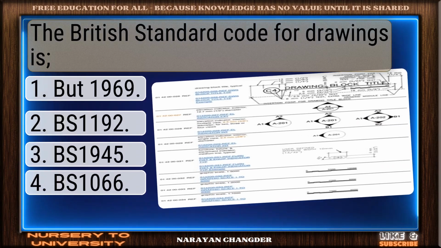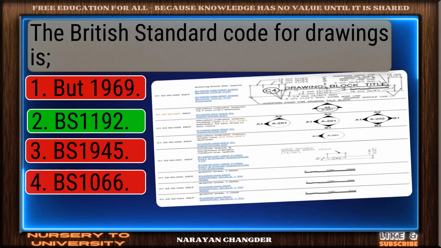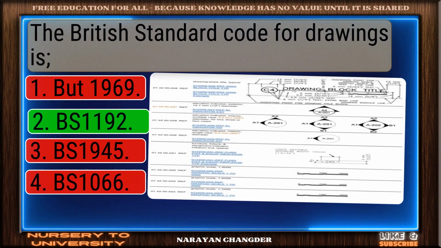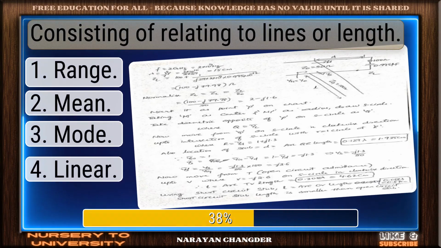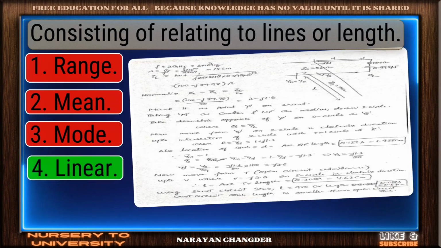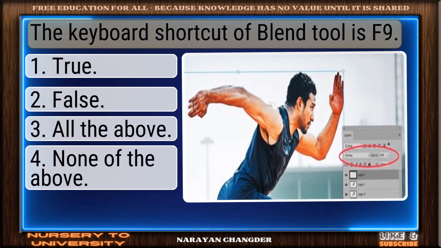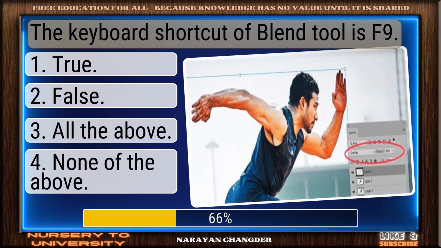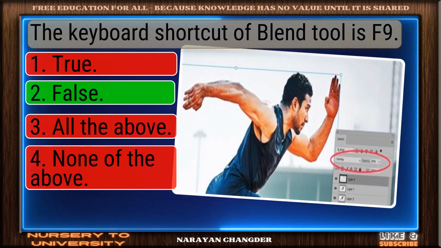The British Standard Code for drawings is? Great job, BN92 is accurate. Consisting of relating to lines or length. Right again, linear is valid. The keyboard shortcut of Blend tool is F9. Nice work. False fits perfectly.